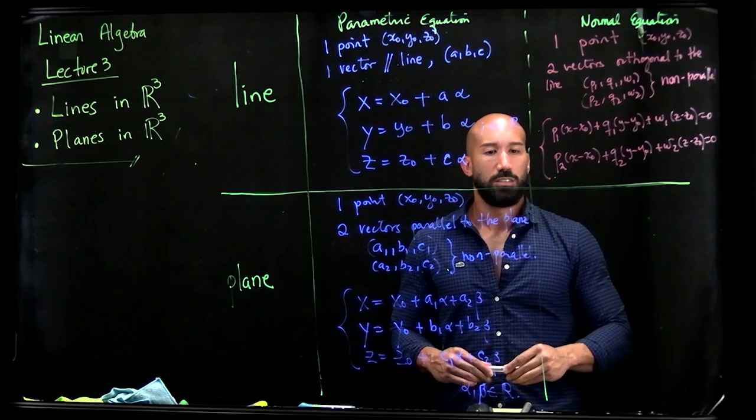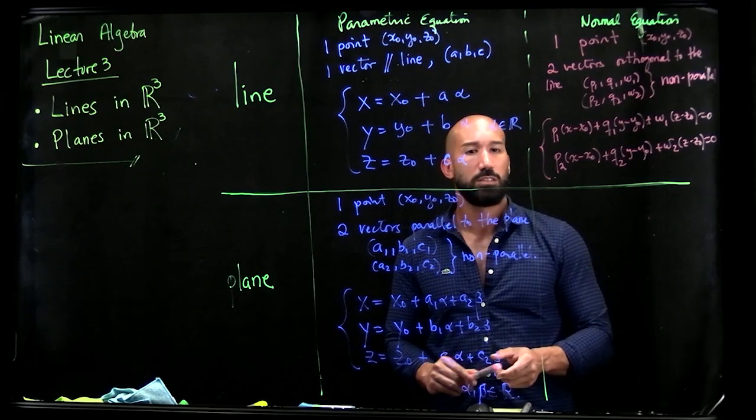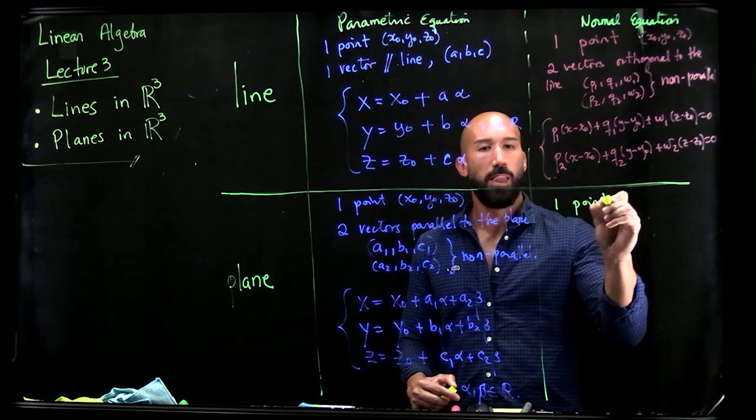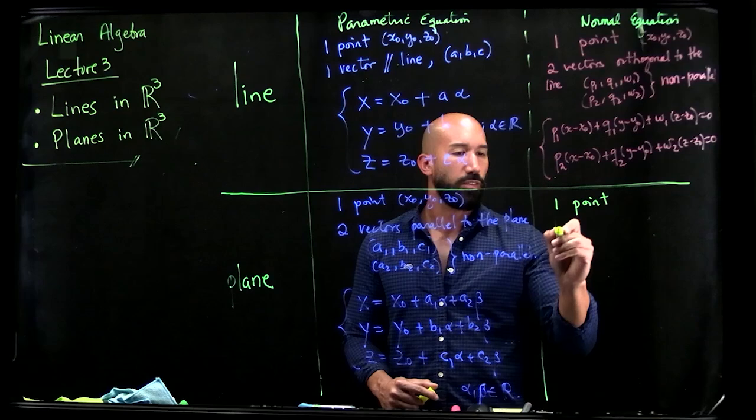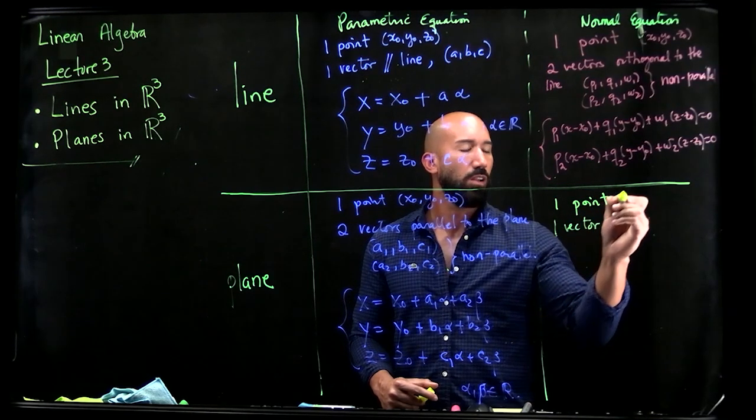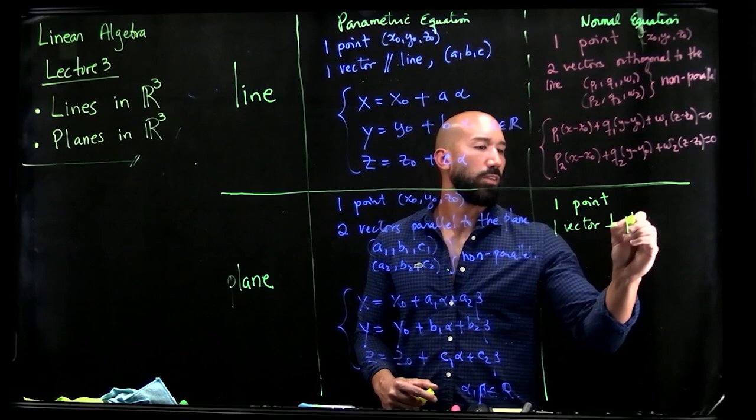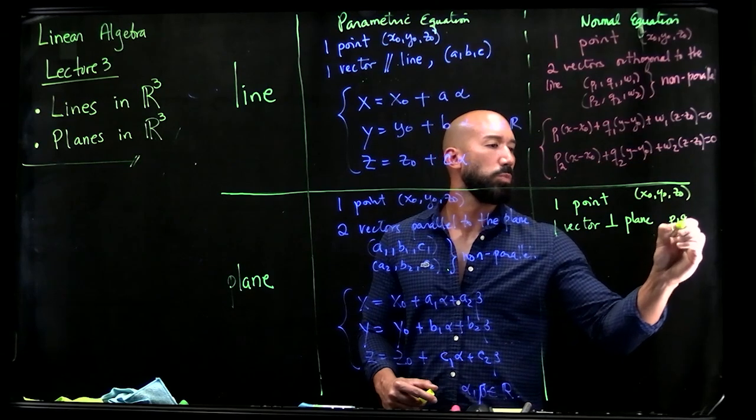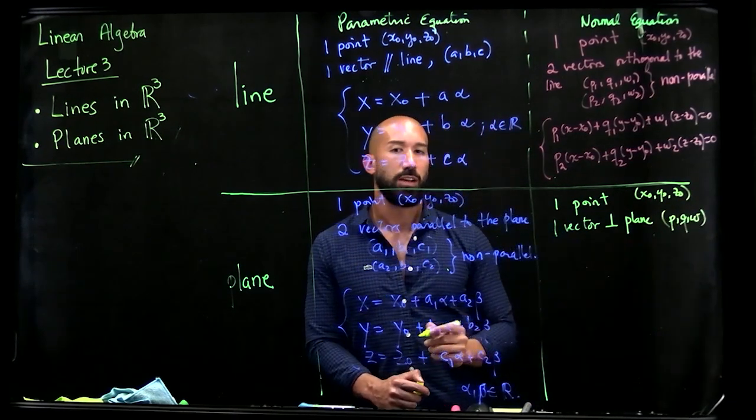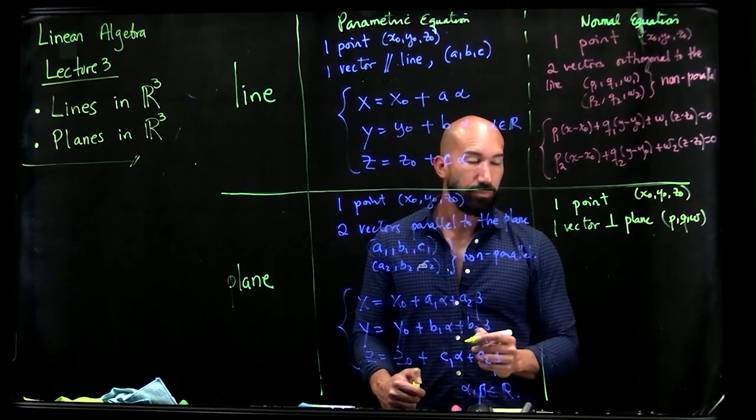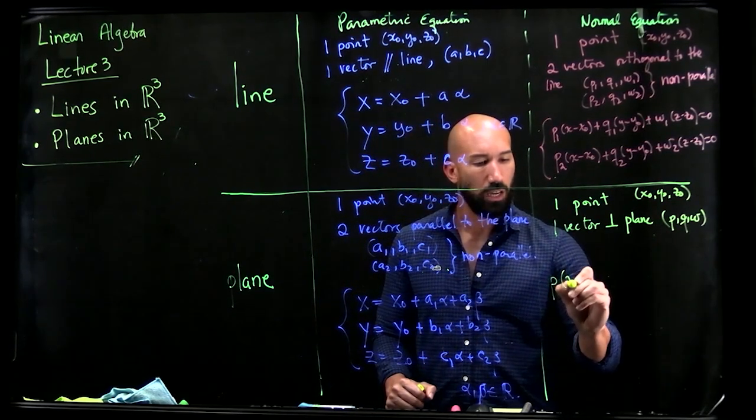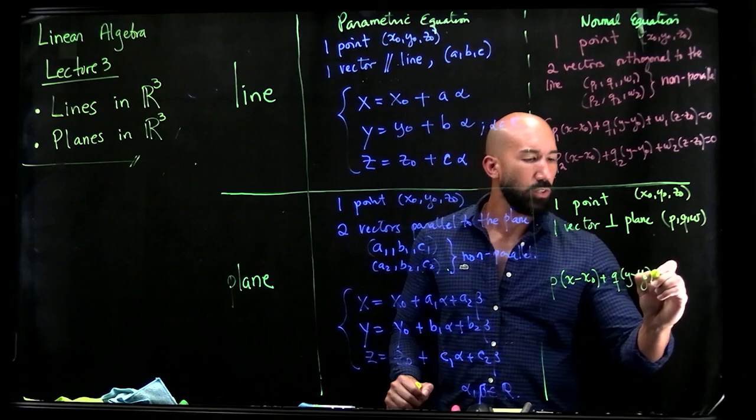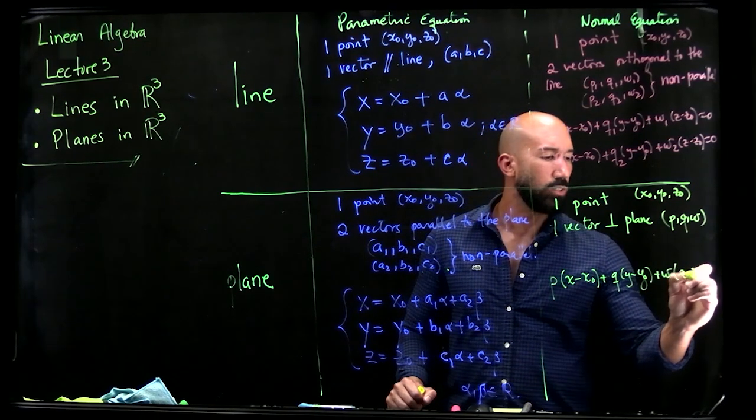All right. For a plane, what we need is one point and one vector orthogonal to the plane. Let's say that the point is x0, y0, z0, and the vector is P, Q, W. All right? And the equation is going to be P times (x minus x0) plus Q times (y minus y0) plus W times (z minus z0) equal to 0.